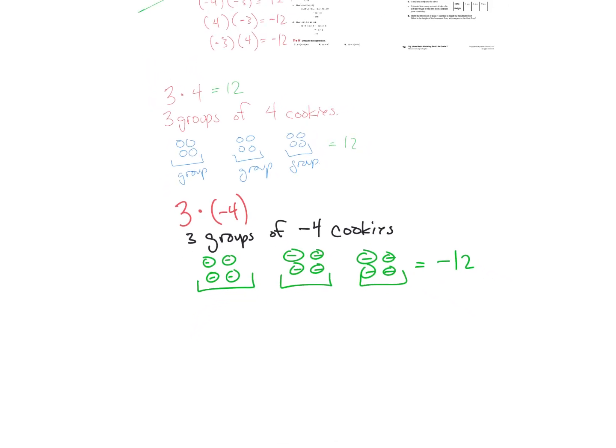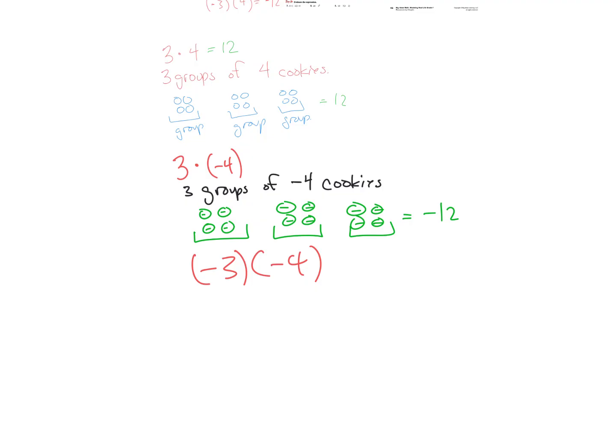Now, if you're like, sure, that makes sense, but what about negative 3 times negative 4? Are you telling me that I'm going to have negative 3 groups of 4 cookies? We have to change our thinking here. What we did with the negative cookies is almost like we just flipped the cookie over, right? And instead of thinking of it as negative cookies, we're thinking of it as upside down cookies.